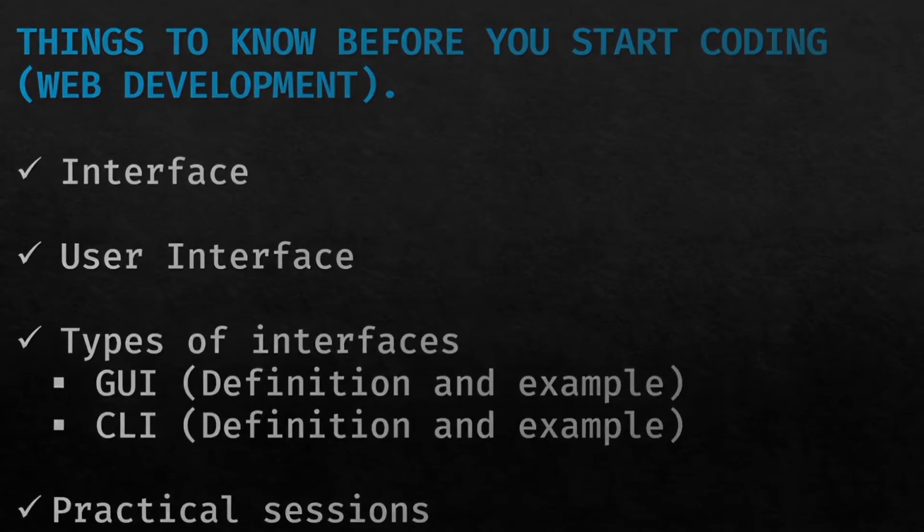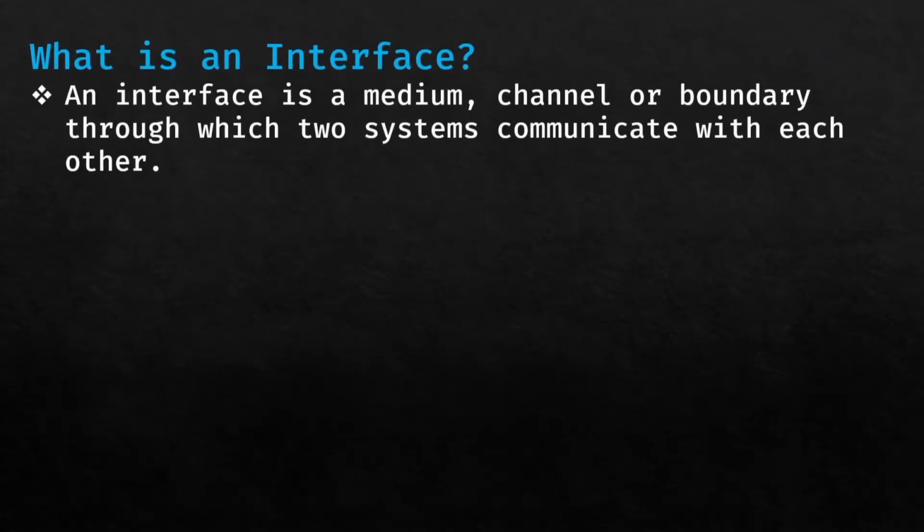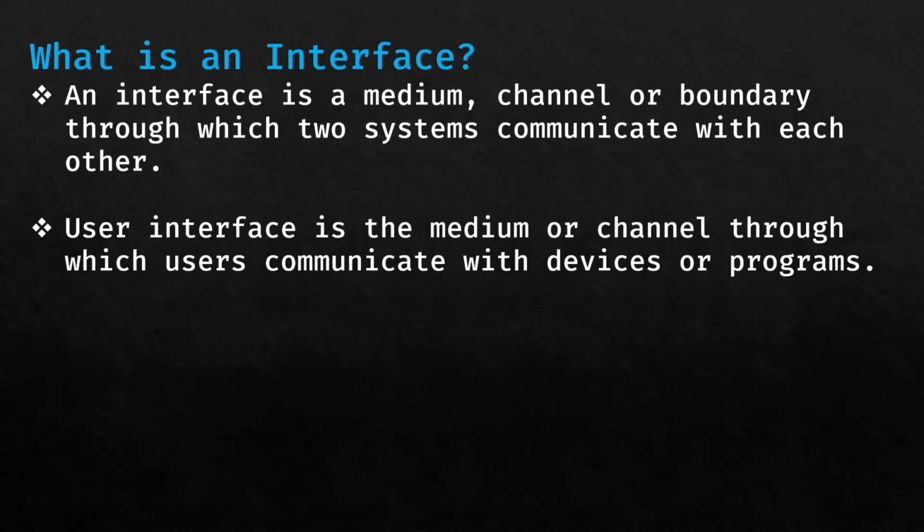Okay, so now what is an interface then? An interface is a medium, channel, boundary, or you can say a pathway through which two systems communicate with each other. Now, a user interface is the medium or channel through which users, which in this case is us, communicate with their devices or programs.